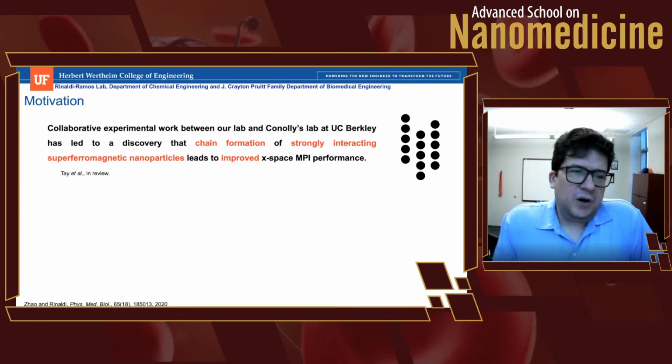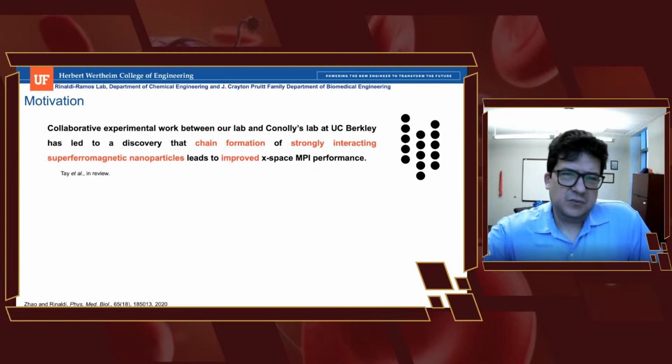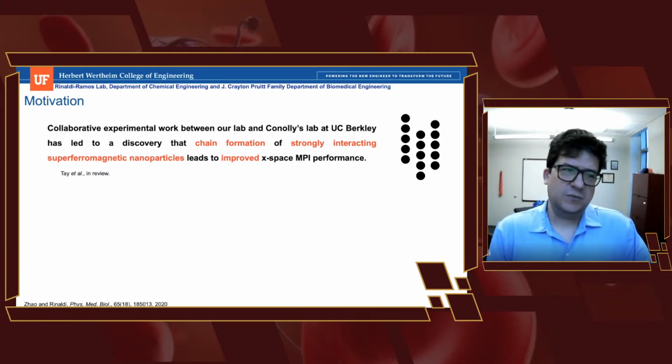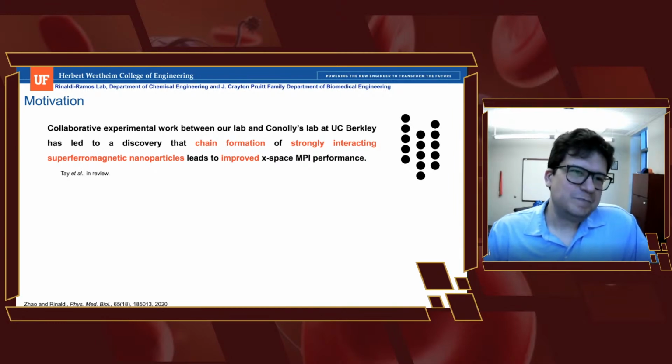Now, the motivation for our work, as often happens in science, went backwards. The experimental results that I'm going to show you at the end were actually observed first. Then we started doing the theoretical modeling, and the experimental work took a long time to finish. So the modeling was published first, and the experiments are now under review.